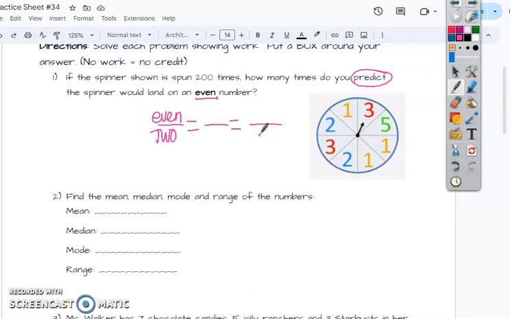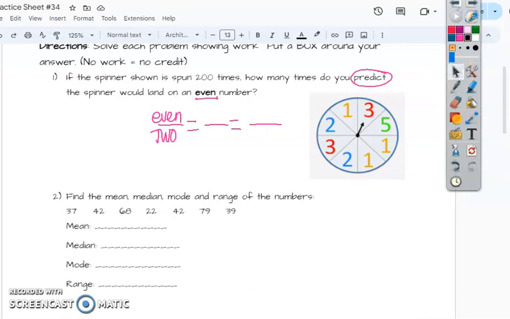Number 2 says, find the mean, median, mode, and range of the numbers. Okay, so the first thing we're going to do is we're going to list our numbers vertically. Okay, so you're going to do that. I'm just getting you started here. 22. Go to the next number, 37. And you're going to list them all, least to greatest.